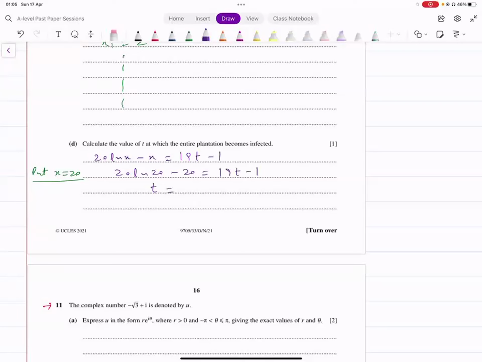Okay, since it has not asked you for the exact value, you will write it in decimals: 20 ln 20 minus 20 plus 1, divided by 19, and that gives me 2.153, or you can write it to three significant figures. That's 2.15.